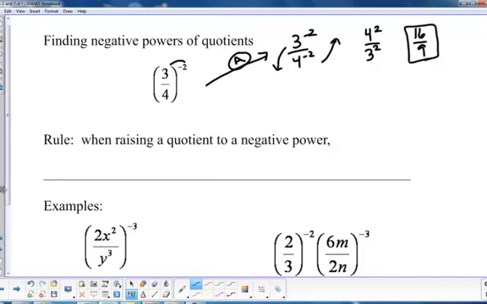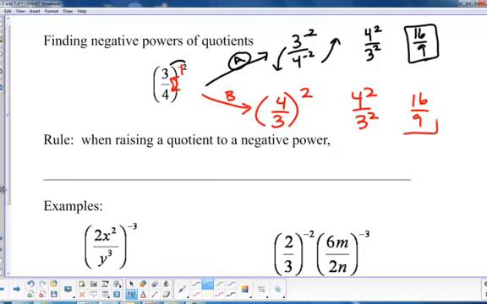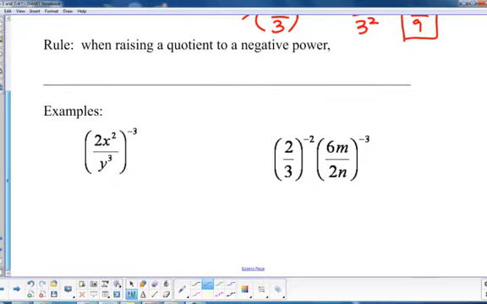Now, the other way to think about this is you can do the reciprocal and make the exponent positive. Because if you flip this around, that sign will change. And we get the same thing. 4 squared over 3 squared. So whichever method makes more sense to you, go with it. We'll do it both ways if you want. How's that sound?